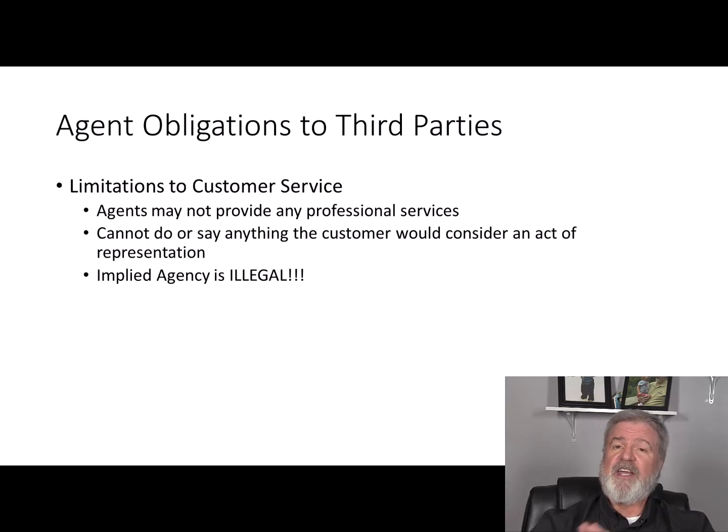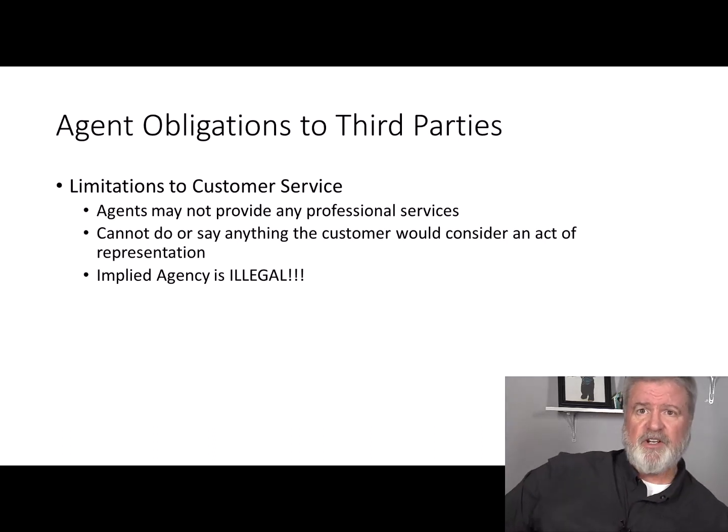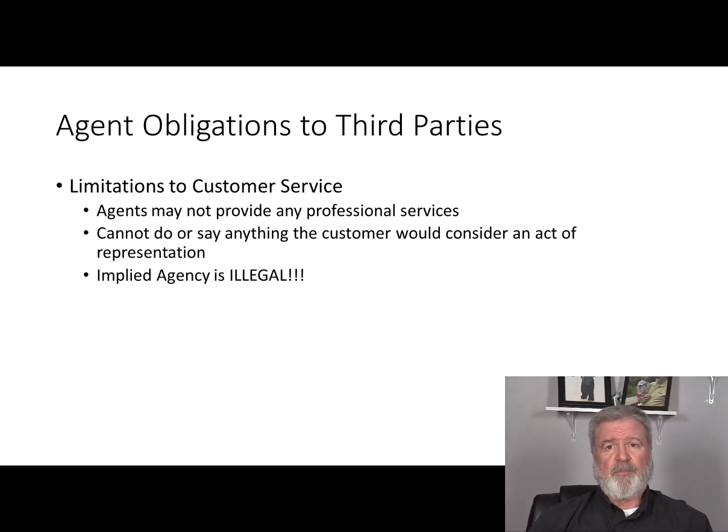But again, be clear. Can you legally work with a customer? Yes. Now, if you're working with a customer, what does that make you? Just reviewing real quick, that makes you a transaction broker. Are transaction brokers legal? Yes, as long as you don't do or say anything that would give that buyer or seller reason to think you're representing them. Because if you do, that's where the implied agency comes in, and you're going to have a problem.